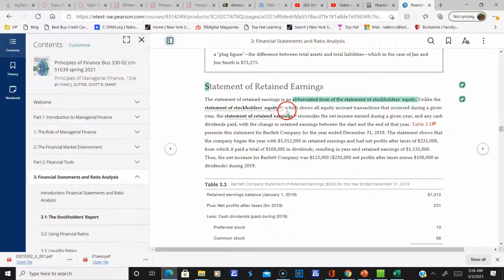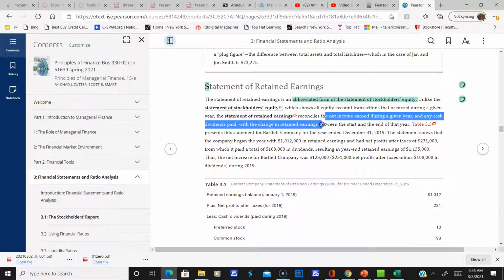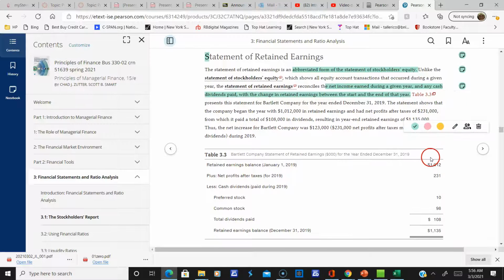Unlike the statement of stockholders' equity, which shows all equity account transactions that occur during a given year, the retained earnings statement reconciles the net income earned during a given year and any cash dividends paid with the change in retained earnings between the start and end of year. Basically, it's very simple, and I'm going to show it to you right here.